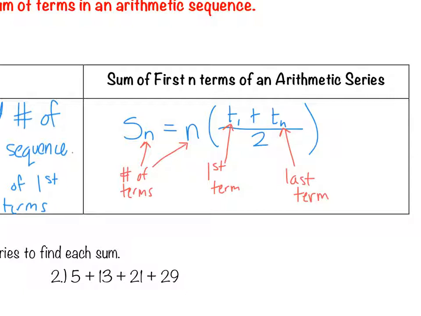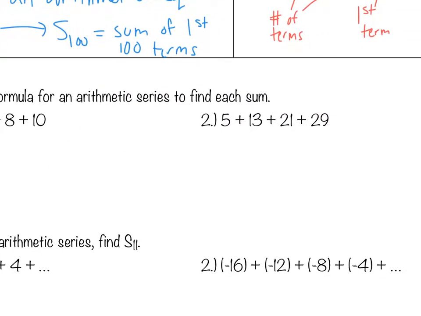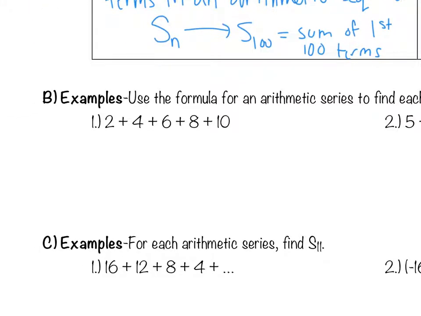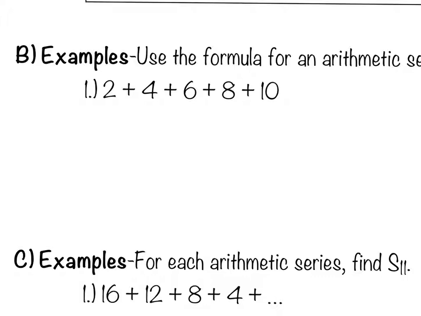All right, let's look at a few examples. The first says to use the formula for an arithmetic series to find each sum. Obviously, if you were given numbers like this, you would probably just sit there and add them up: 2 plus 4 plus 6 plus 8 plus 10. I know you can completely do this in your head, but bear with me. We're just trying to teach the formula and how to use it. You wouldn't actually use it for a set of numbers just like this.